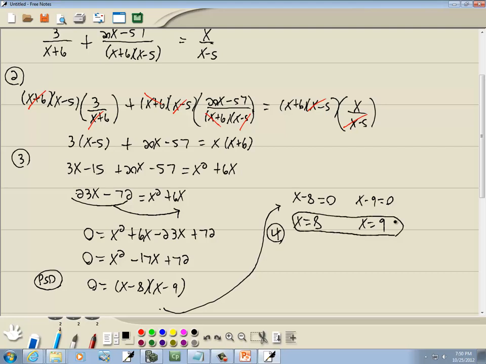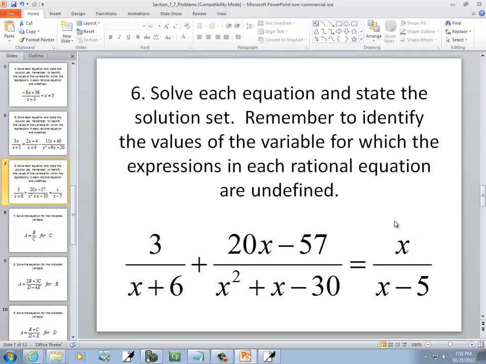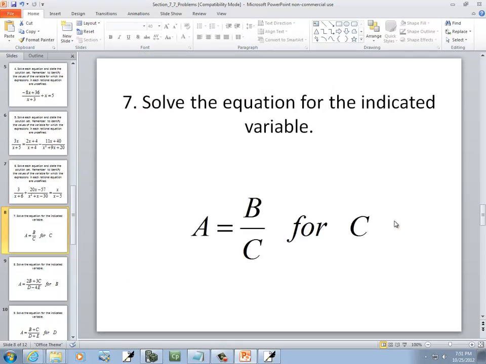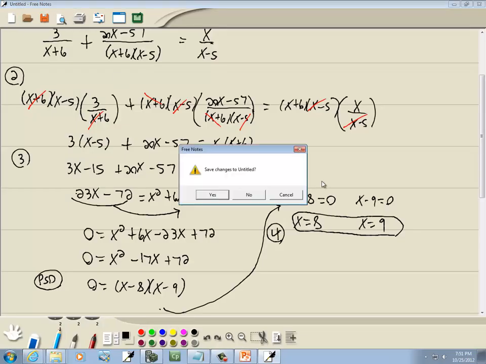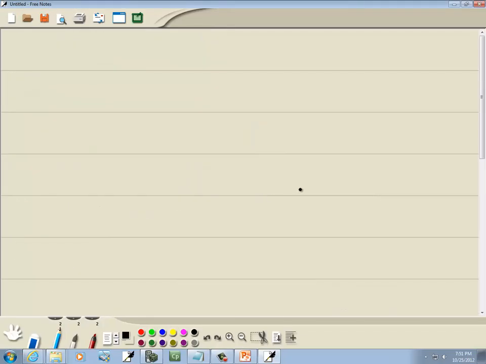Now that was the last rational equation. Technically, now we got some formulas that we're going to take a look at. So let's refresh your memory on the steps for solving formulas. They do fall under the realm of rational equations because you got variables and exponents. But let me write the steps down. Solving formulas for a variable.